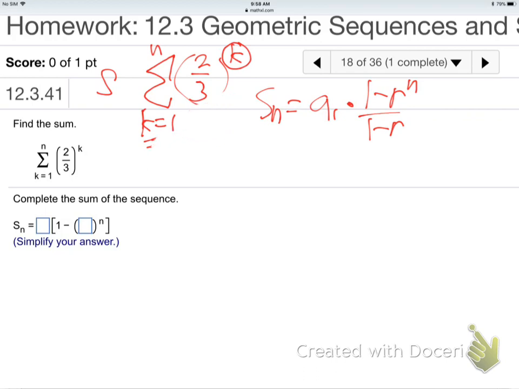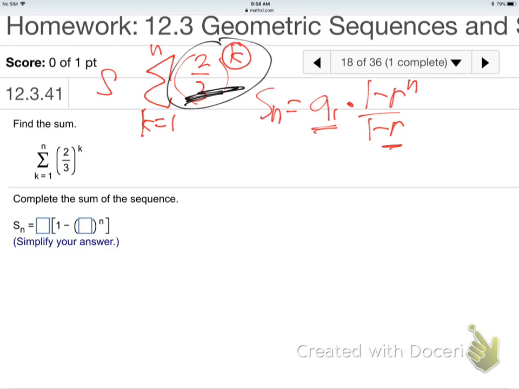So now, let's use it. So here we go. A1. How do we get A1? We're going to have to crank out a few of these terms, aren't we? Because we've got to get A1, and we also got to get R. To get R, we're going to have to do the first and second term, and then divide them to get R. So you're going to have to take this formula and crank out at least two terms. Probably that's all we need is two.